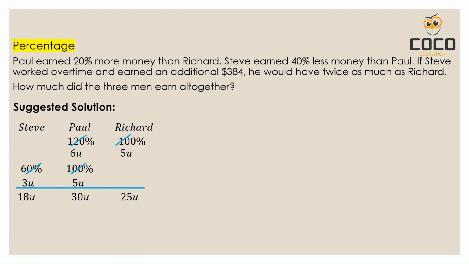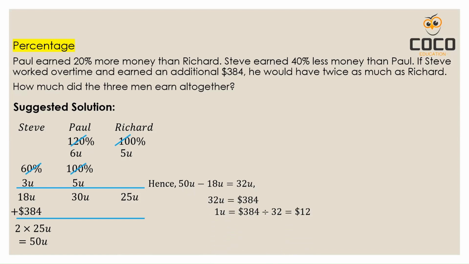If Steve earned an extra money of $384, he would be twice as much as Richard, hence 50 units. The difference between 50 units and 18 units is $384, hence a unit is 384 divided by 32, which gives us $12. Therefore, the total amount of money earned by the three men is 18 plus 30 plus 25, which is 73 units. And 73 units equals $876. And this is the answer to this question.